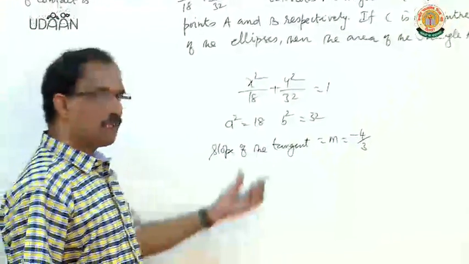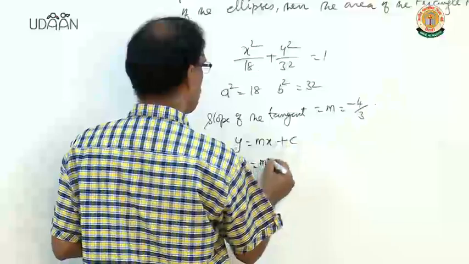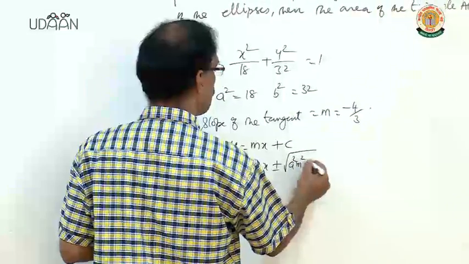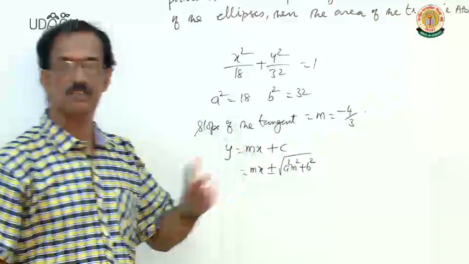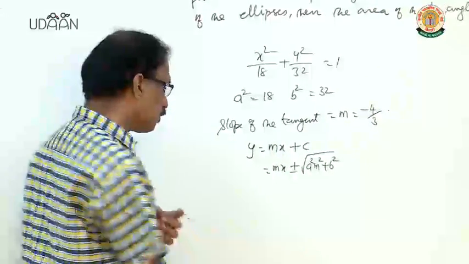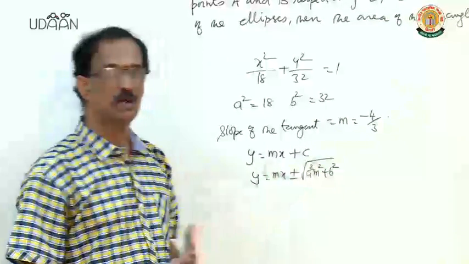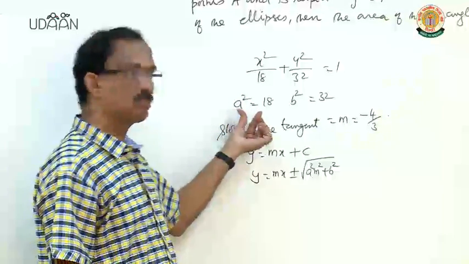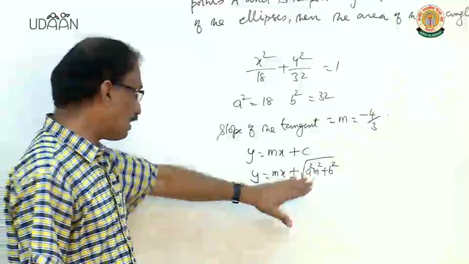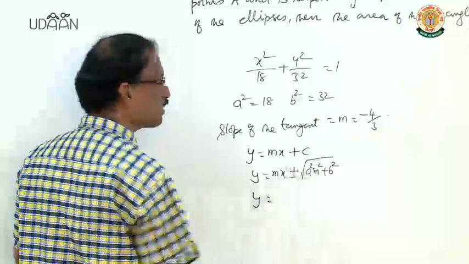If it is a slope, y equals mx plus minus root of a square m square plus b square. We have just seen that in slope form, this is the equation of a tangent. Now, we know what a square is, what b square is, and m also we know. So, now replace the values of m, a square and b square, and we get the equation of the tangent.